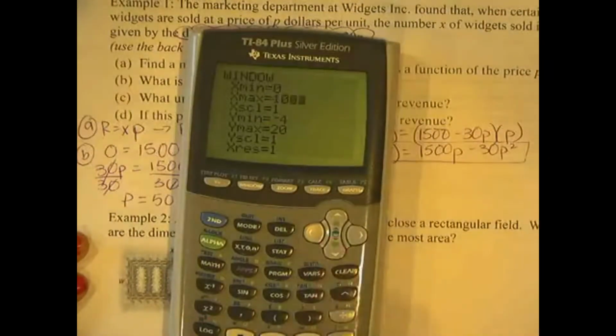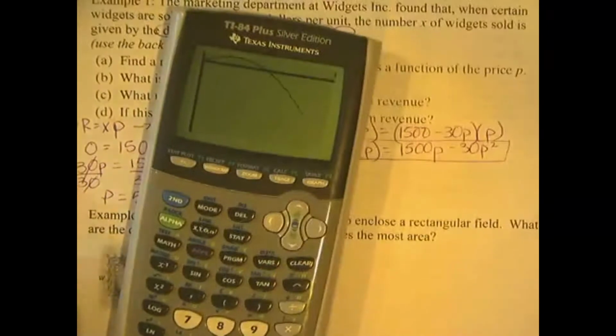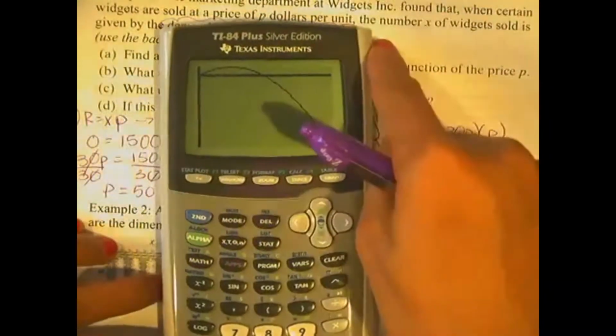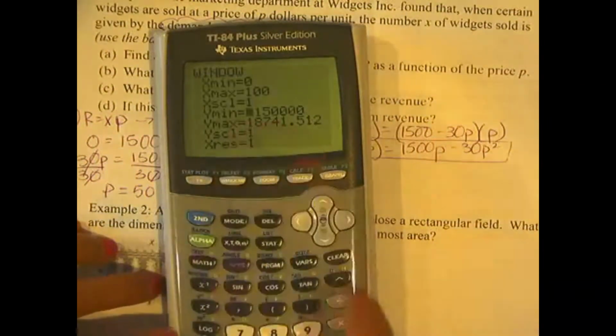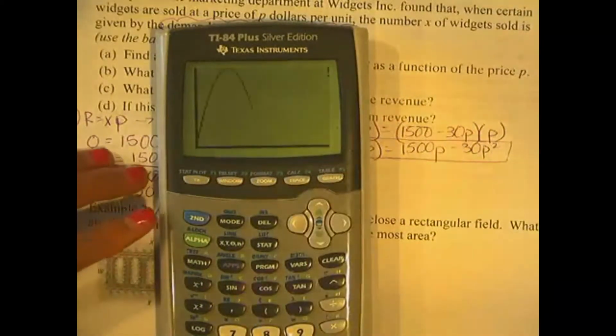Let's make it 100 and zoom fit. I always want to make it a little bit larger than my domain. I'm not going to get negative revenue, so I'm going to delete a lot of the negative y. Negative 150,000, oh my goodness. Let's hope that I'm not going to lose money. All right, so here's my function.